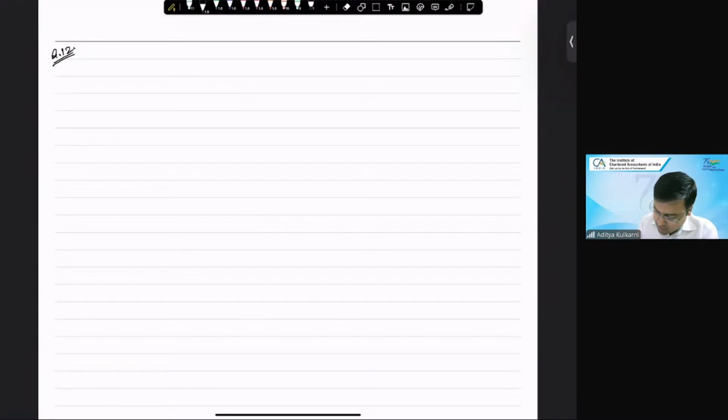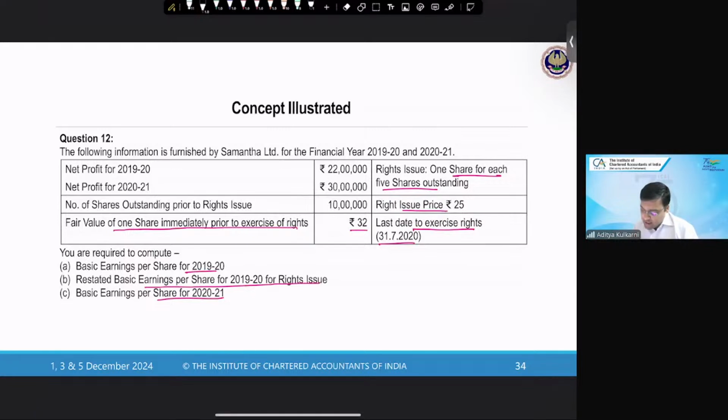Now, the first thing that we calculate is determination of theoretical ex-rights price or fair value. So that is equal to, I have 1 share, 5 shares for every 1 share. Sorry, 1 share for every 5 shares. My bad. 1 share for every 5 shares.